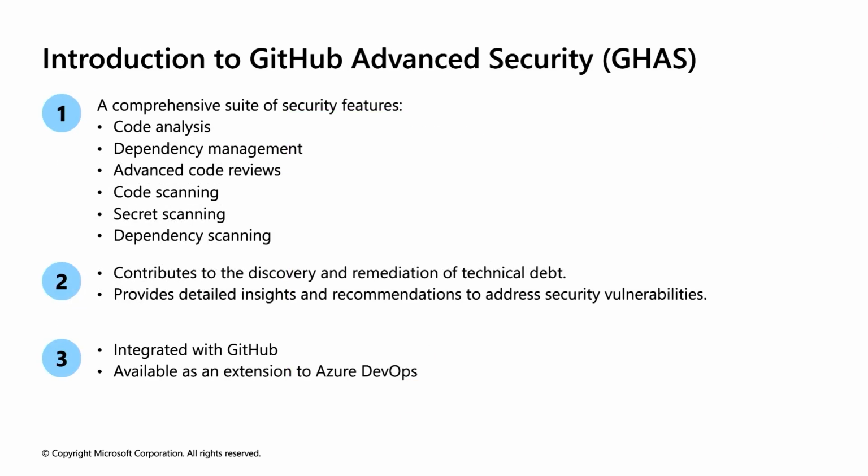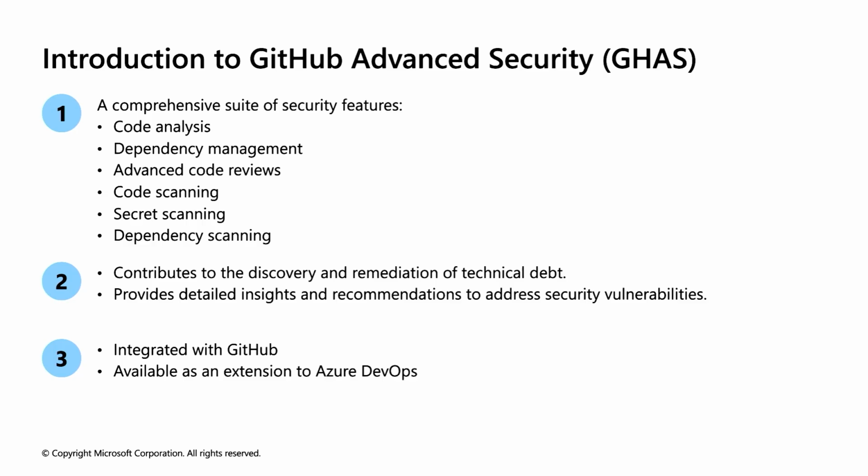GitHub Advanced Security is a powerful suite of security features designed to help development teams keep their code safe and maintain high standards. With GitHub Advanced Security, you get tools for code analysis, dependency management, advanced code reviews, and scanning for secrets and vulnerabilities. These features work together to identify risks early and provide actionable insights and help teams remediate technical debt before it becomes a problem.